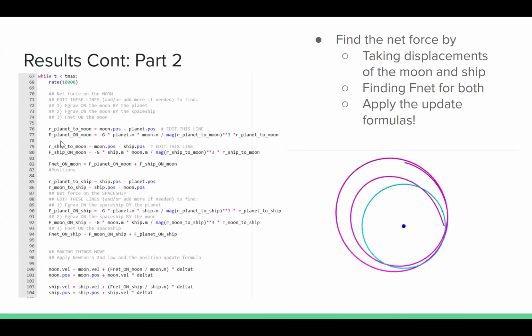And so what we did was we did the F net for both. So we did the gravitational constant, mass one, mass two, divided by the magnitude of the length squared, and put it in the r hat direction. We calculated the forces on things, and we just did that repeatedly, and then we were able to move things because of that.